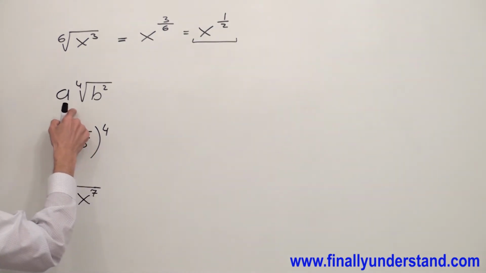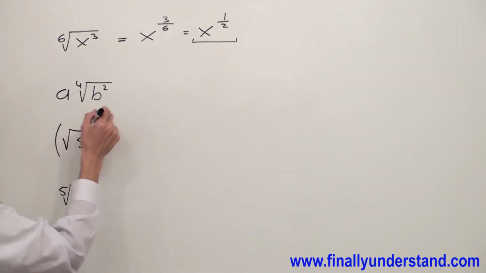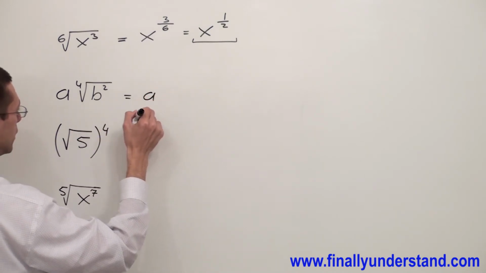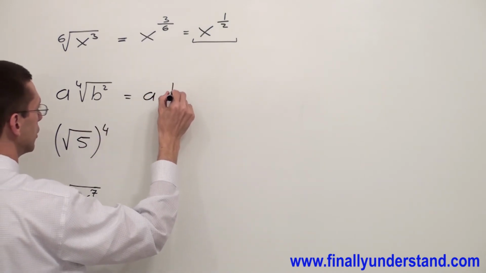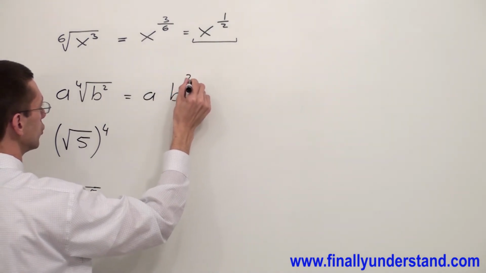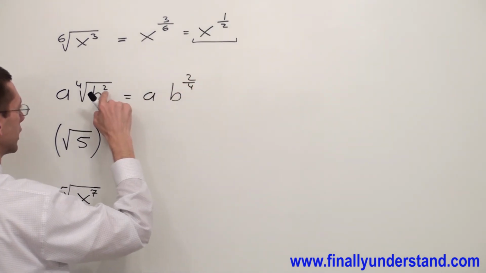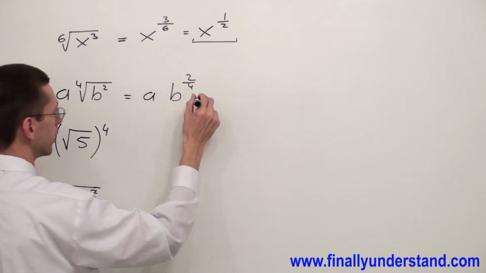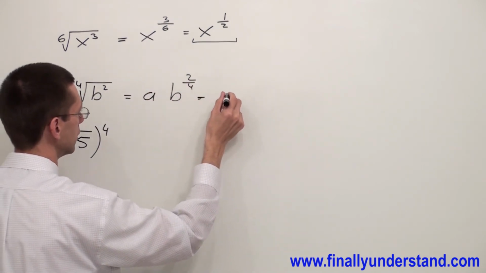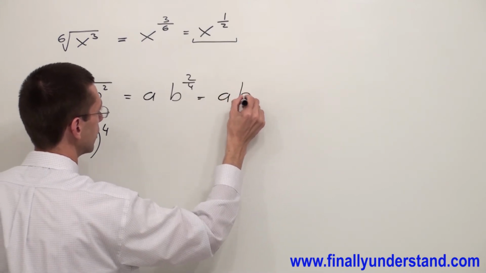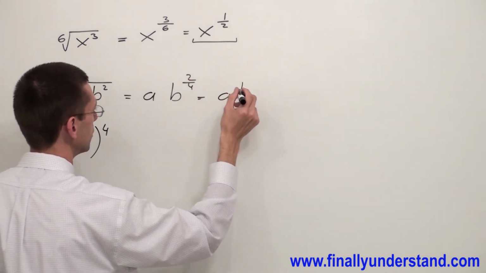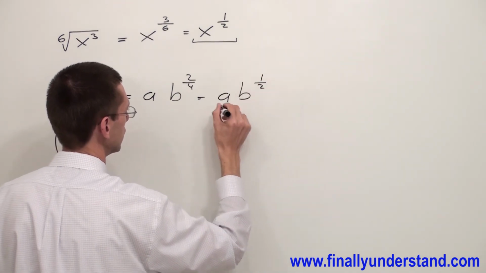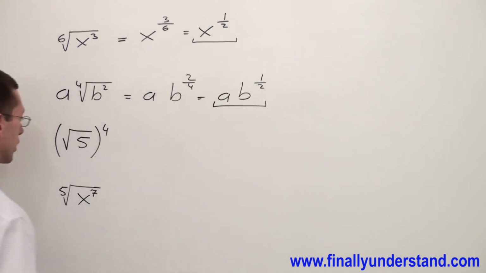Let's take a look at this example. I'm supposed to copy down a because a is by itself, and I have b to the 2/4. Remember, exponent is the numerator, index is the denominator. I can reduce this fraction. I'm going to have a, b, 2 and 4. Both of them are divisible by 2. That's why I'm going to have 1/2. This is the solution to my second problem.